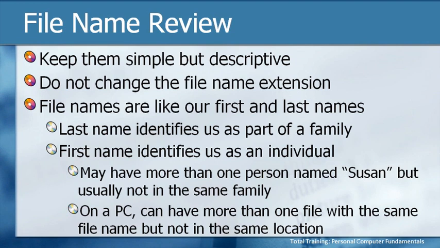The reason I bring this up is because I can have a Word document called Budget 2010, and I can also have an Excel document called Budget 2010. Even though they both have the same first name, Budget 2010, the computer knows that one is a Word file and one is an Excel file because of the extension. One ends in .doc and one ends in .xls.